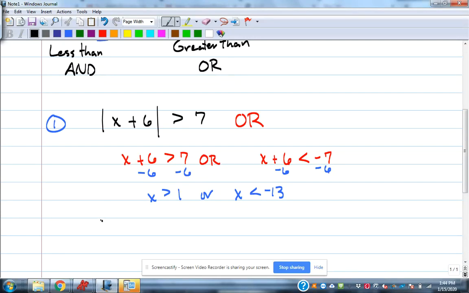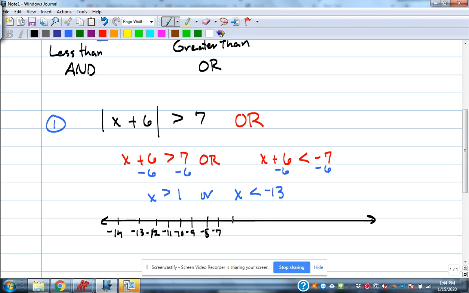All right, so on the number line, you got to go from negative 13 all the way up to 1. So I'm just going to go negative 14. All right, so above the 1 is going to be what? Open circle going which direction? To the right. Above the negative 13, open circle going to the left.